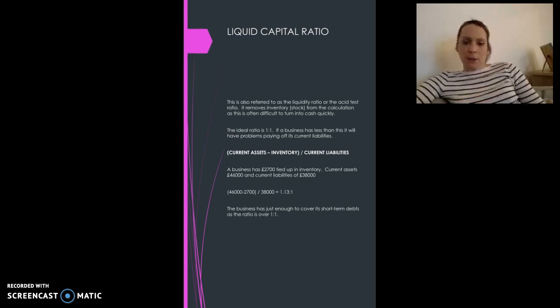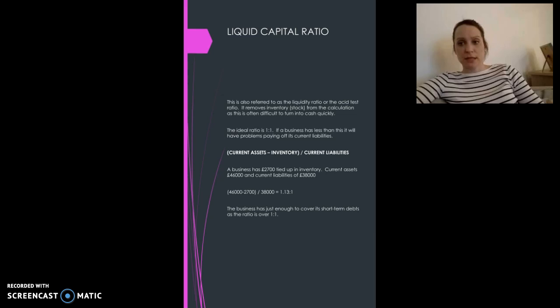And in this example, your ideal ratio is £1 to £1. So if a business has less than this, again, it's going to have problems paying off its debts. But again, we're looking at anything higher than the £1 margin. So £1.50 is a very crude example to £1 debt. But again, we know that's not always possible.